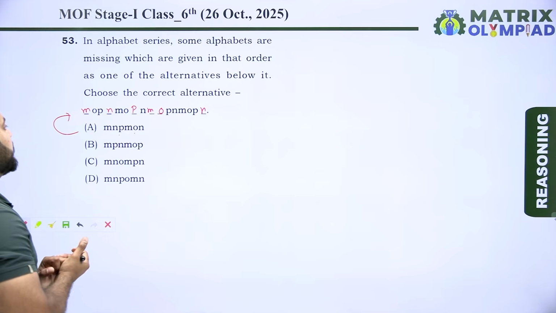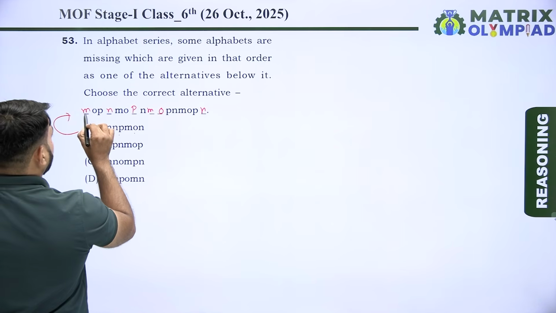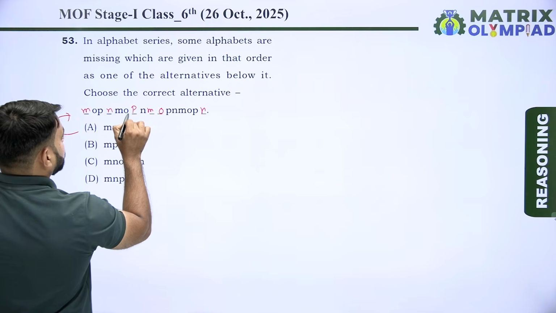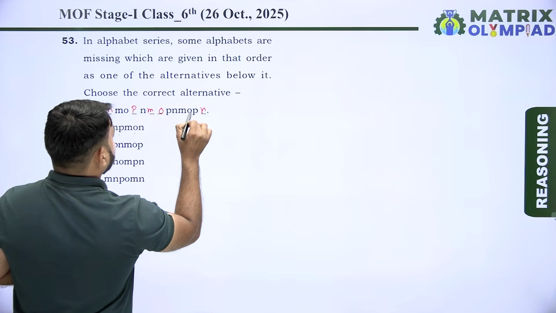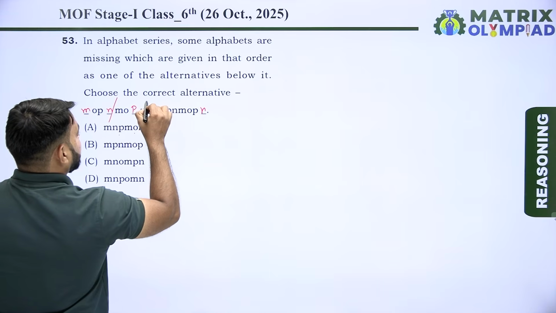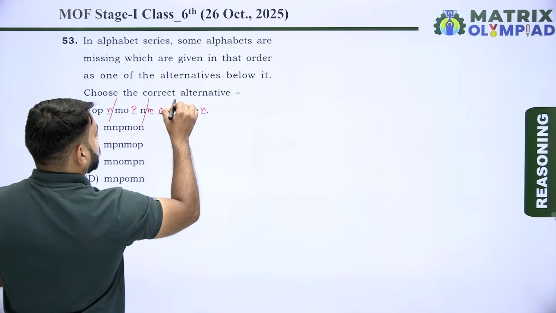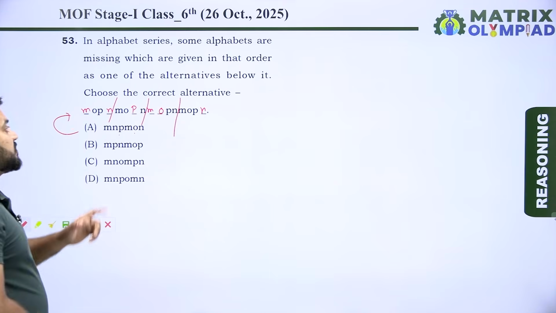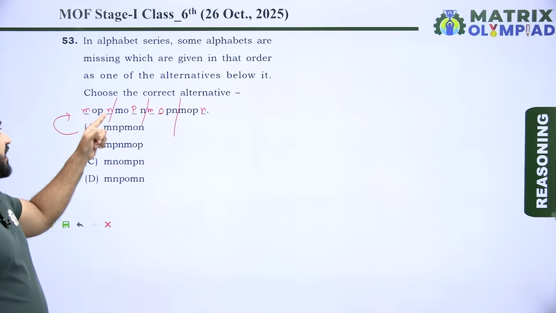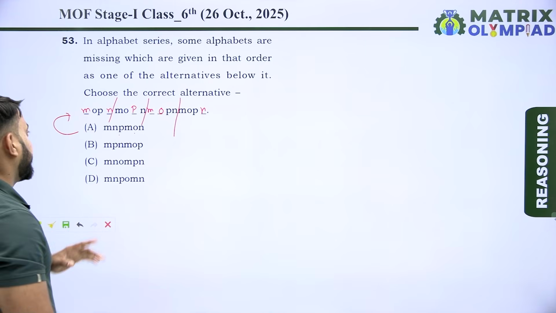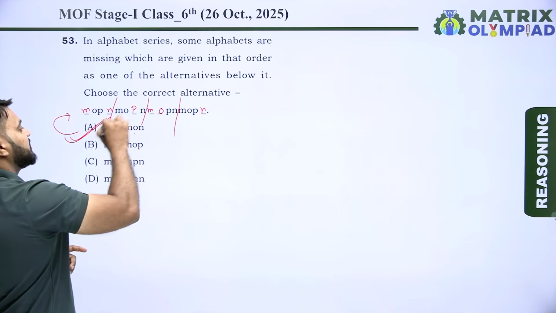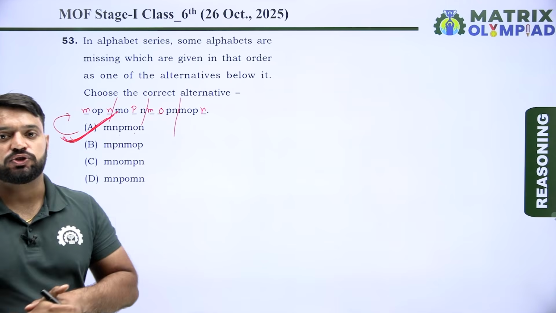Now check the pattern. So now the pattern is M O P N, M O P N, M O P N. So yes, a defined pattern was found from option A. So here option A is the correct answer of this question.